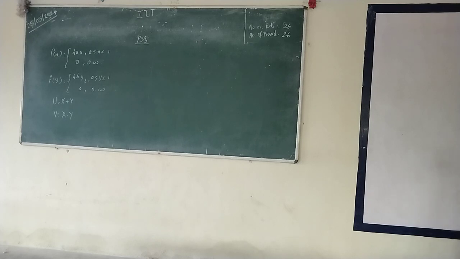Show that u equal to x plus y and v equal to x minus y are uncorrelated.